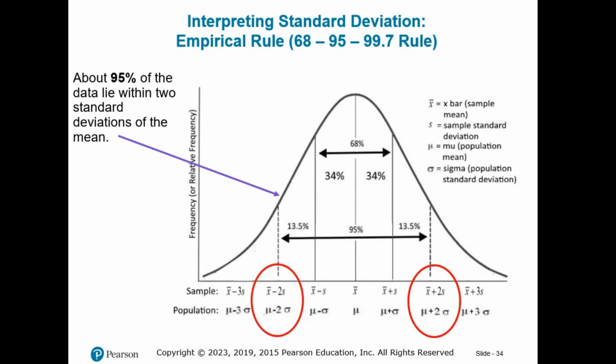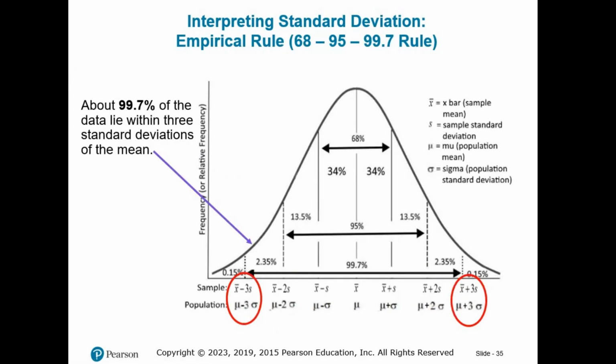Next, the rule says that 95% of the data in this type of data set lies within 2 standard deviations of the mean. See how the spot 2 standard deviations away from the mean on either side has been circled? The rule says that 95% of our data in a symmetric data set lies within 2 standard deviations of the mean.